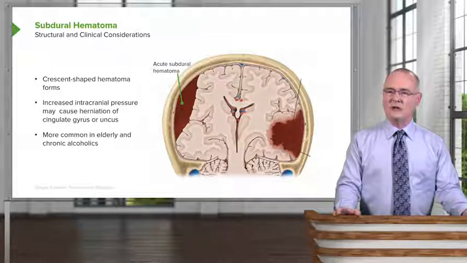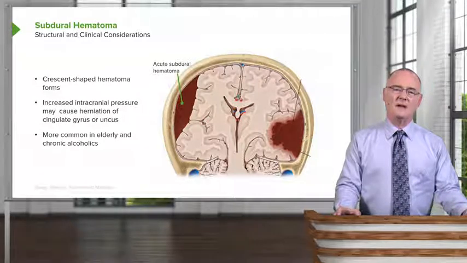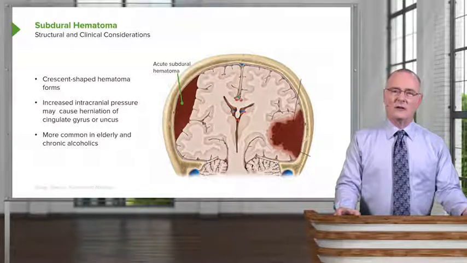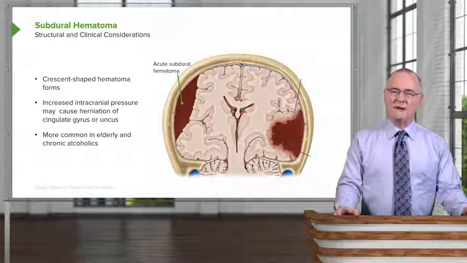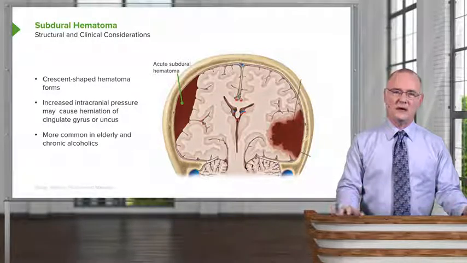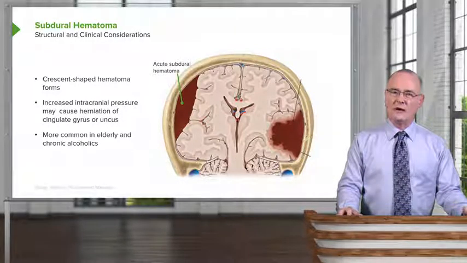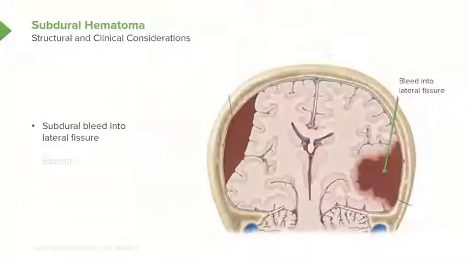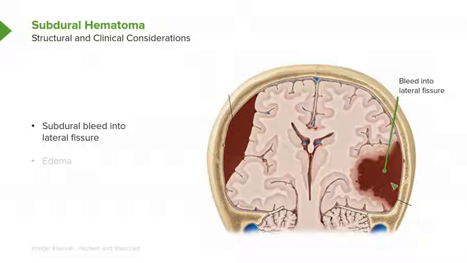As we age, our brain does shrink or undergoes atrophy, and in chronic alcoholics, they will accelerate the course of brain atrophy. This just increases the space then between the brain and the dura where the bridging veins are found, and with trauma to the skull, there's much more tension or forces being placed on these bridging veins due to a smaller brain. Here we're looking at a subdural bleed into the lateral fissure, as mentioned before.